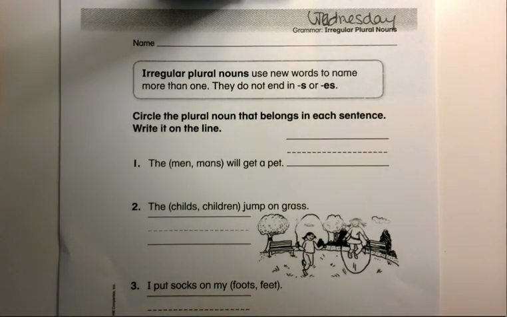You will remember that this week we have started talking about irregular plural nouns. And remember that irregular plural nouns use new words to name more than one. They're not going to end in S or ES. They're going to be different, okay? So what we need to do today is practice what those irregular plural nouns look like. And then we're going to circle them in the sentence, and we're going to practice writing them correctly on the line.